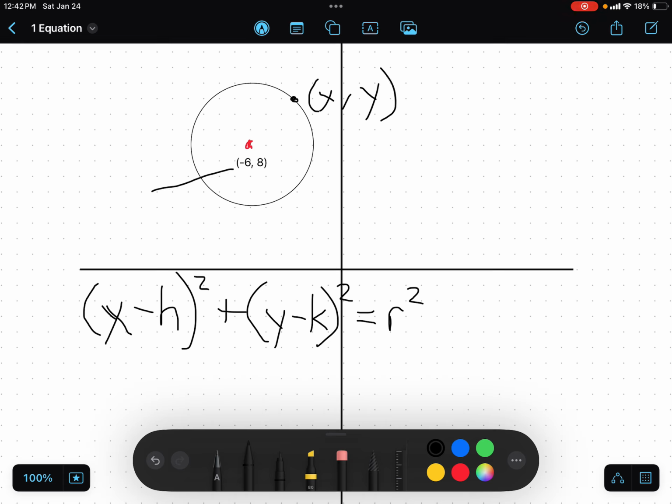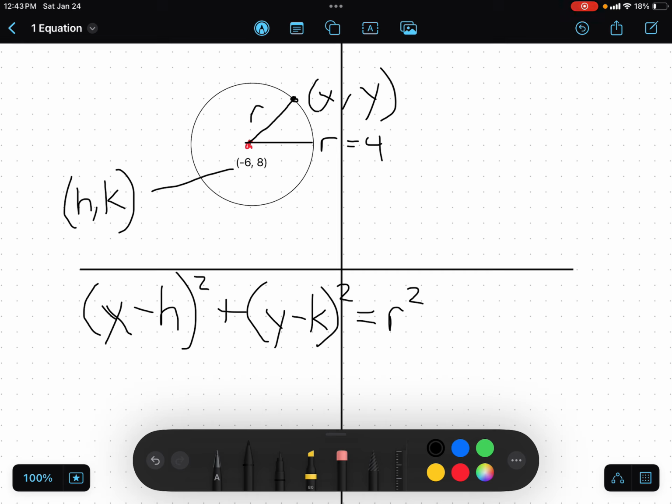Now h, k is the location of the center of that circle. So in this case, h is -6 and k is 8. And then r stands for the radius. There it is. And it looks like in this case, r equals 4.